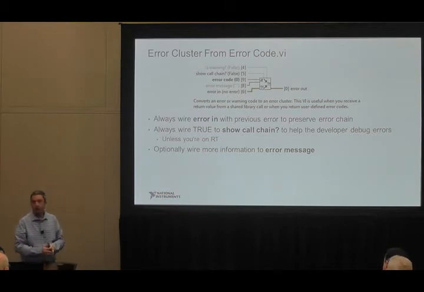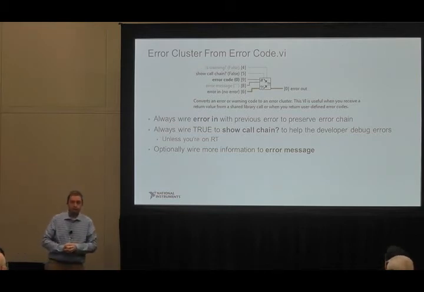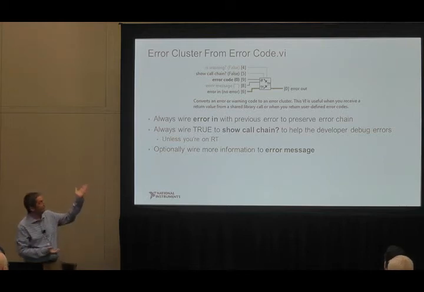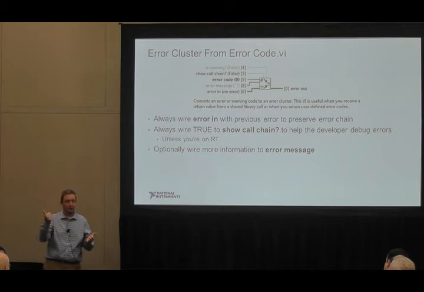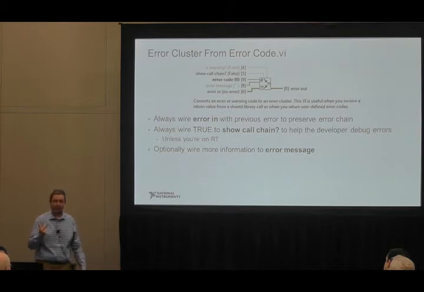Jared, doesn't that just write to the call chain string? So the question is, what does it do when you wire in an error message string? You guys know an error cluster, right? It's got a Boolean, a number, and a string. The Boolean's pretty straightforward, true or false. The number's pretty straightforward, that's your code. The string is actually really complex and nuanced.